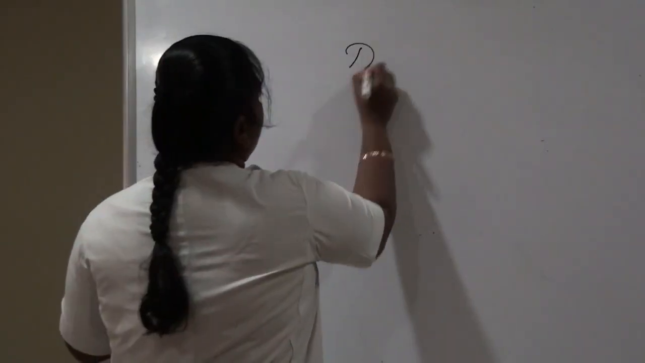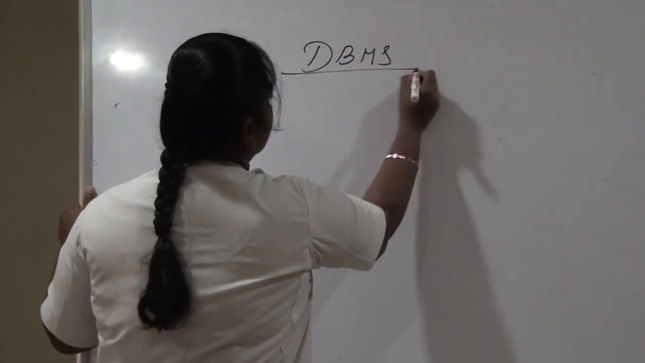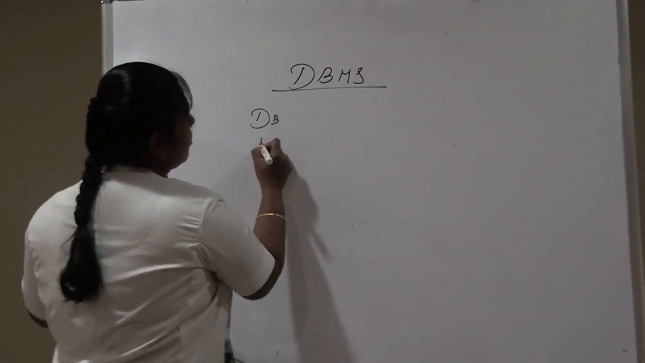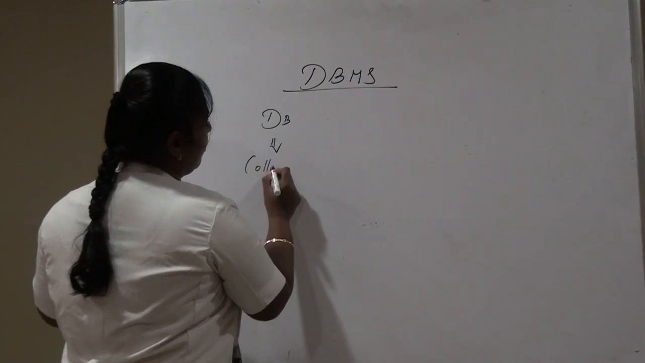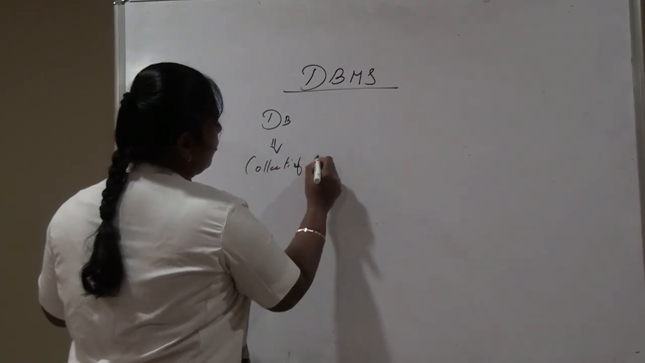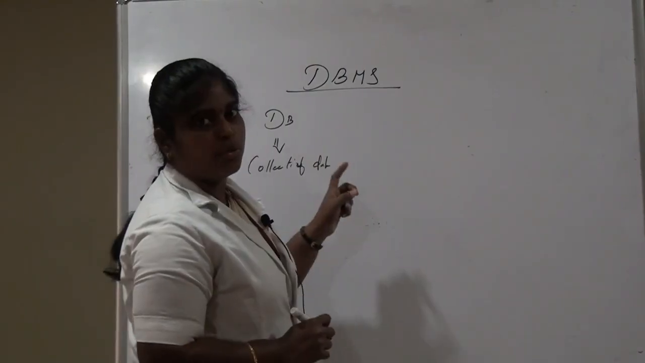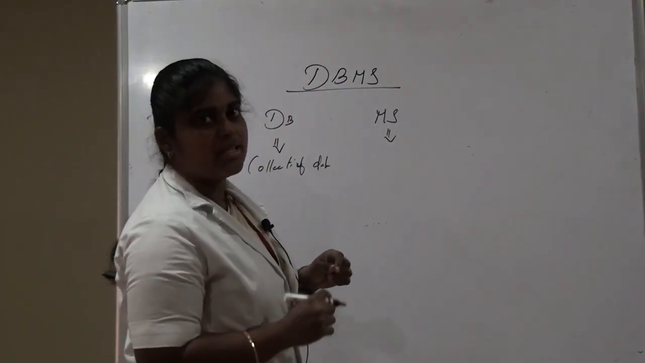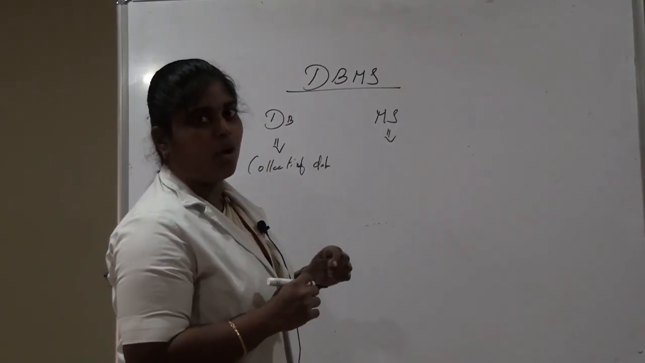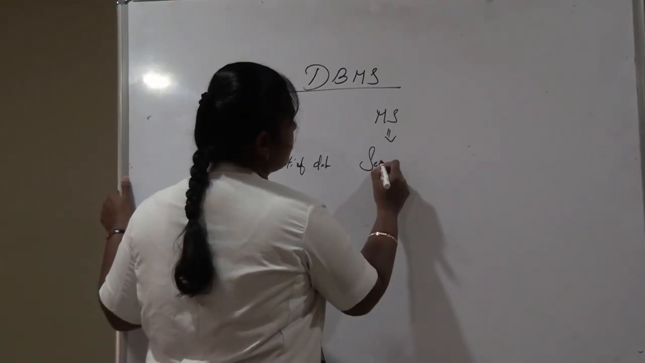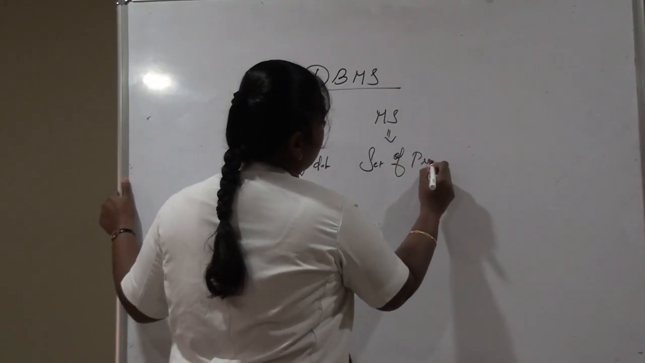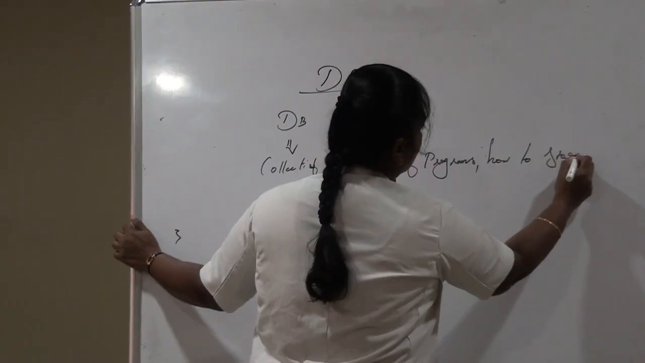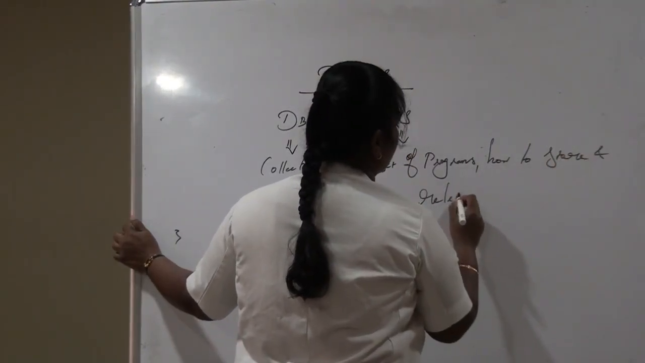Now, what do you mean by database management system? We are going to divide it into two parts initially. The first one, database, is a collection of data. Second, the other term is management system. It represents a set of programs, and it consists of how to store and retrieve.